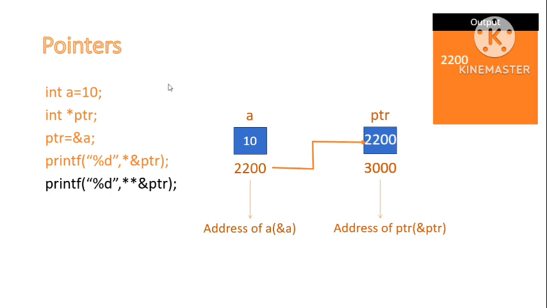Now we'll go to the last statement here, printf %d star pointer. Again we have to evaluate from right to left. Ampersand of pointer is nothing but the address of pointer. So the address of pointer is 3000. Now star of 3000. First evaluate the first star. Star of 3000 means the value on the address 3000, which is 2200. Now the next is to evaluate the last star, the dereferencing operator. Star of 2200 is nothing but the value on 2200, which is 10. That is transferred as the output here.